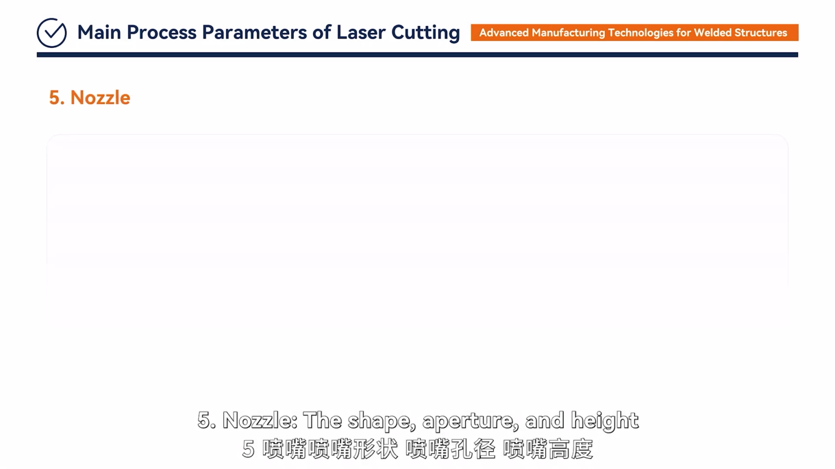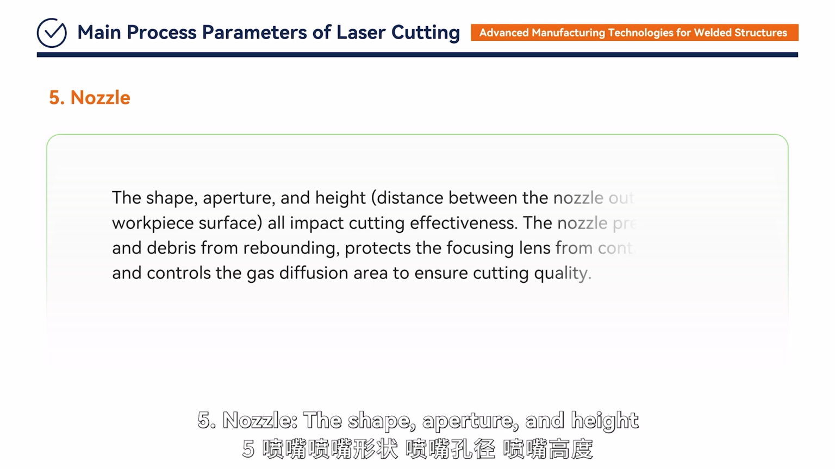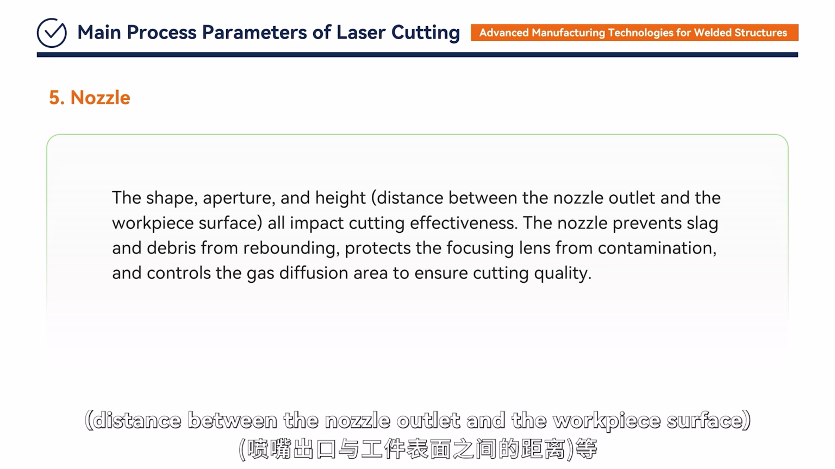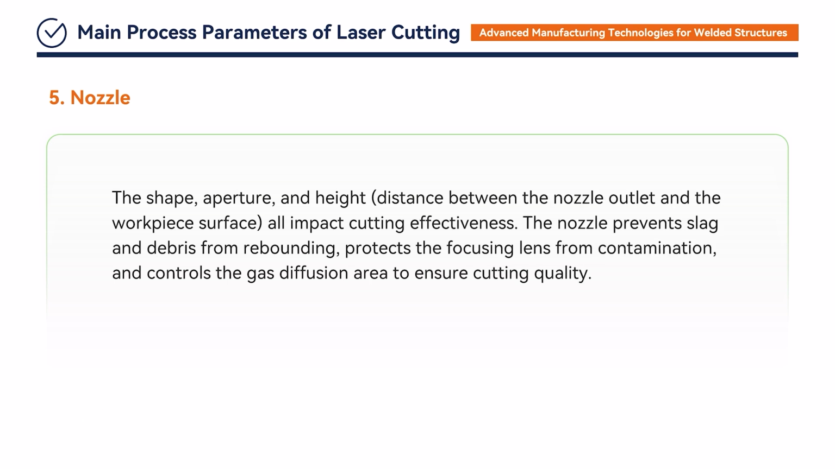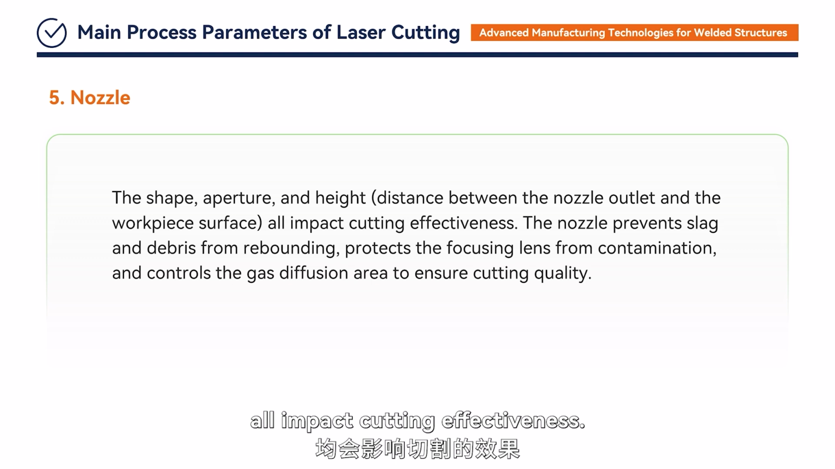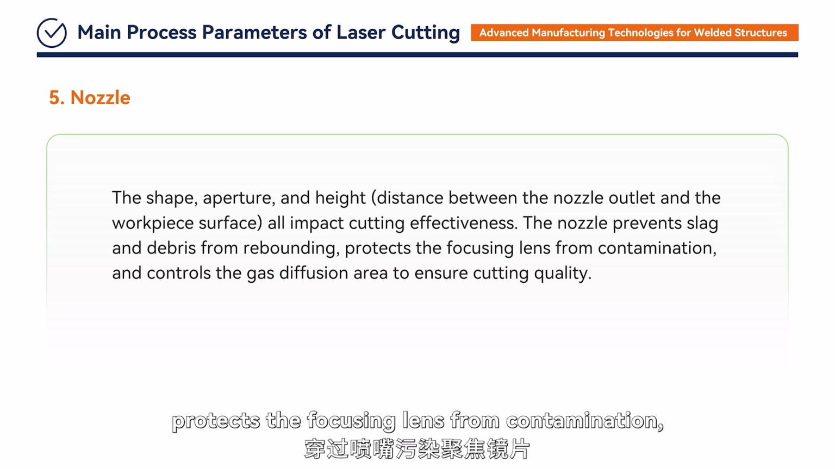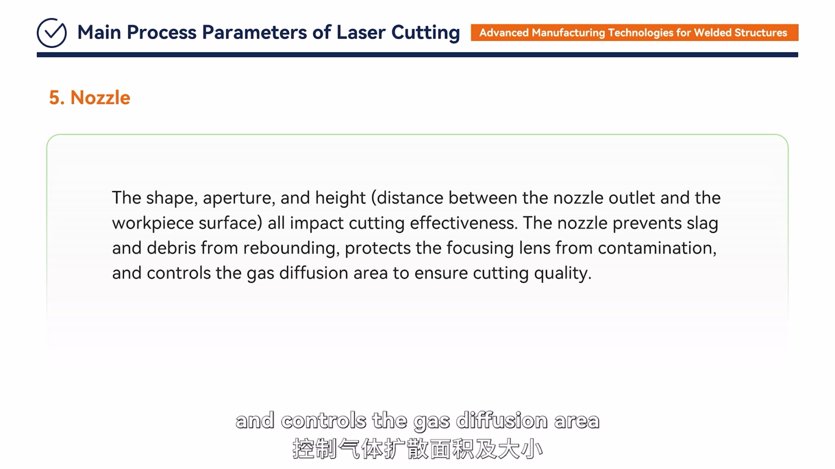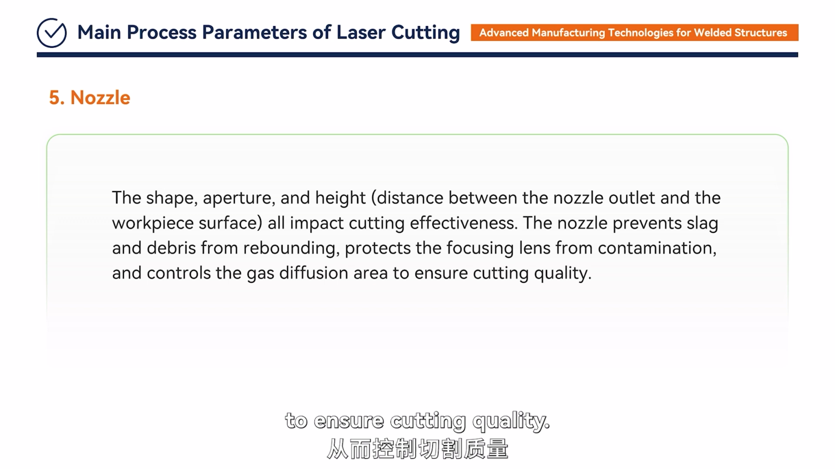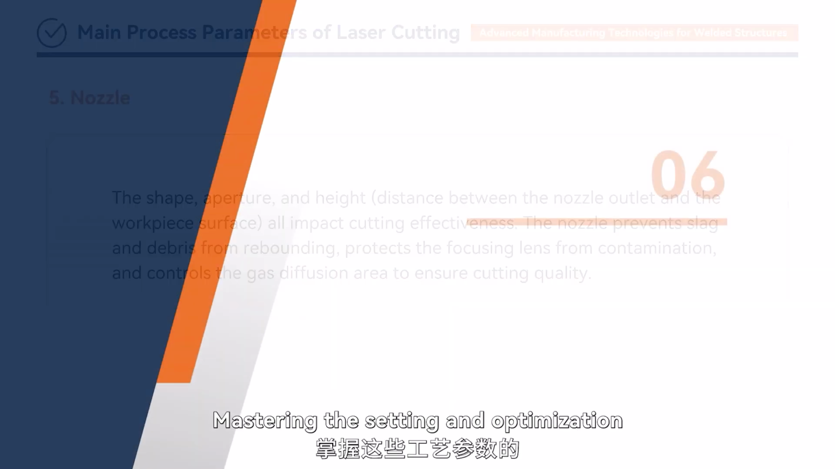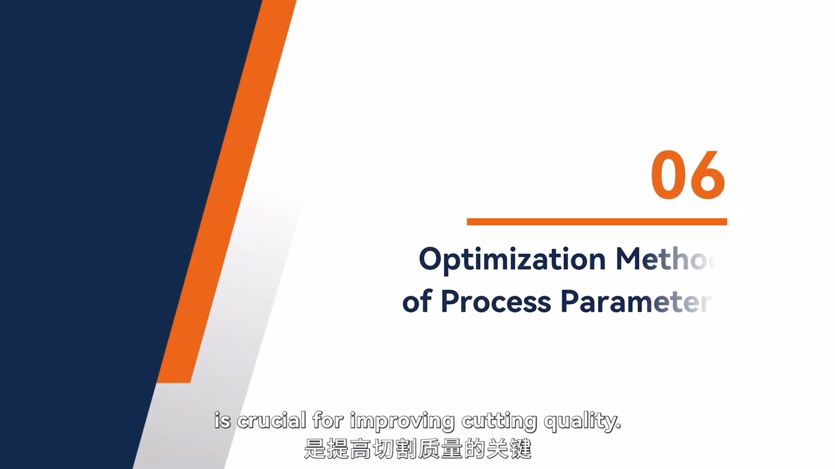5. Nozzle. The shape, aperture, and height, the distance between the nozzle outlet and the workpiece surface, all impact cutting effectiveness. The nozzle prevents slag and debris from rebounding, protects the focusing lens from contamination, and controls the gas diffusion area to ensure cutting quality. Mastering the setting and optimization of these process parameters is crucial for improving cutting quality.